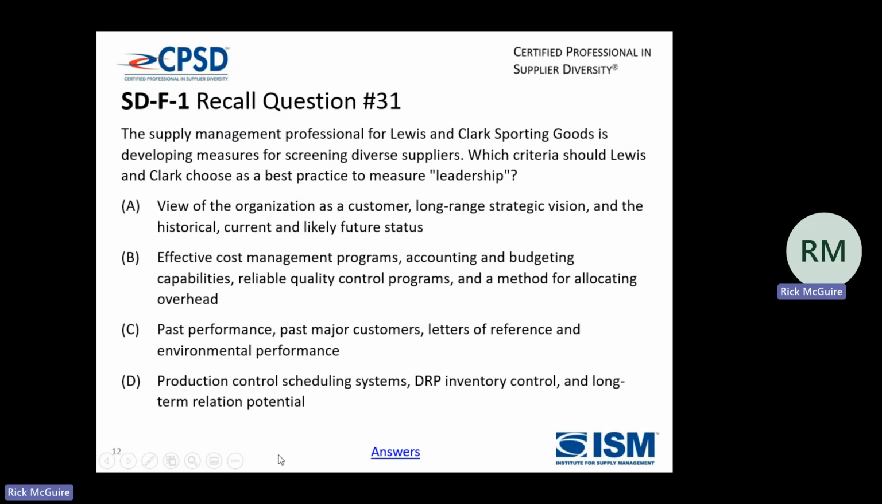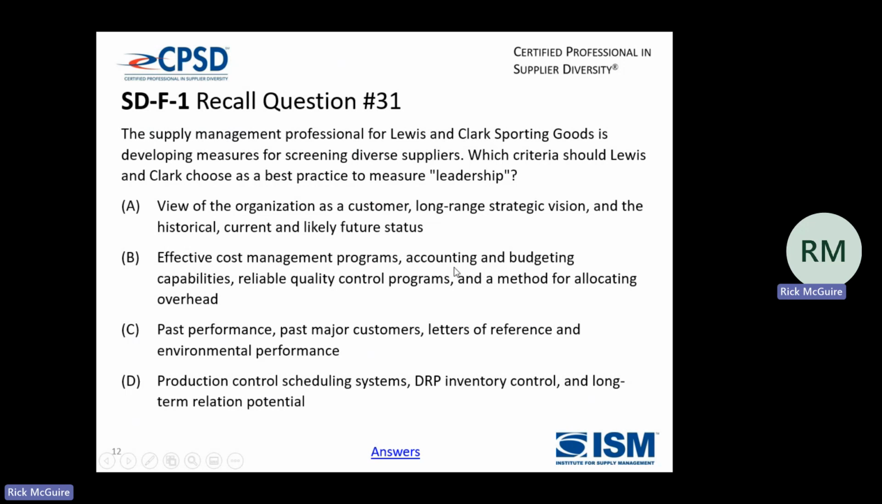All right. A supply management professional for Lewis & Clark Sporting Goods is developing measures for screening diverse suppliers. Which criteria should Lewis & Clark choose as the best practice to measure leadership? A: view of the organization as a customer, long-range strategic vision, and the historical, current, and likely future status. They're trying to measure leadership.